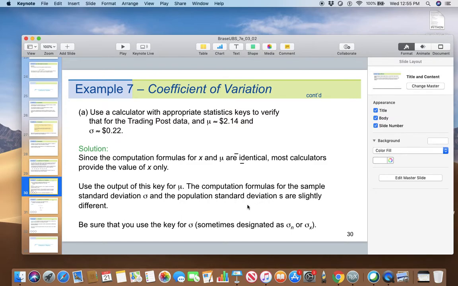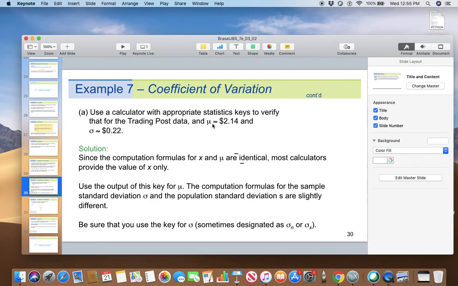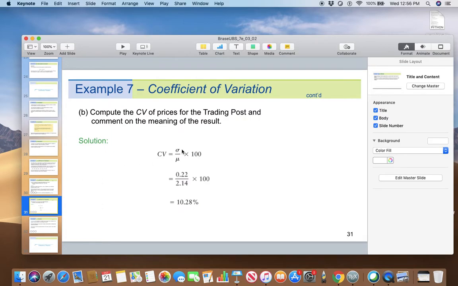But the standard deviation for a sample is different from that of a population. So make sure you're using the population sigma. Sometimes sigma is denoted by sigma sub n or sigma sub x. Now you have found the mean and standard deviation. Now, standard deviation over mean times 100, you should get the coefficient of variation to be 10.28%.